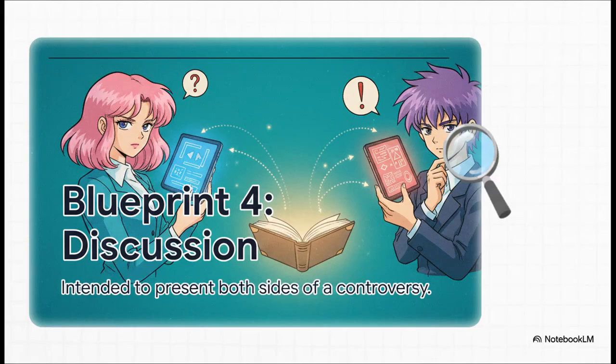Now we get to the heavy hitters of argumentation. Blueprint number 4 is the discussion, and its purpose is to present both sides of a controversy. This is absolutely critical anytime you need to show you have a balanced, thoughtful understanding of a complex issue.